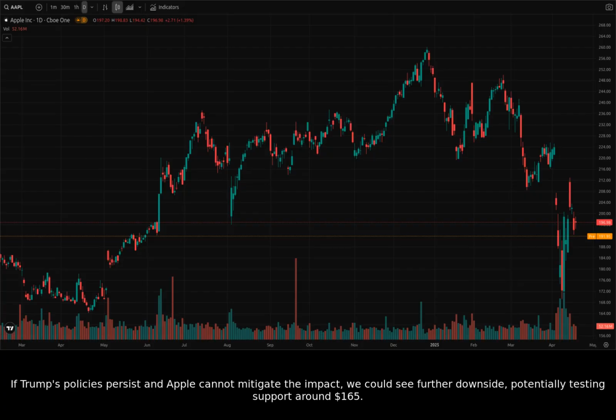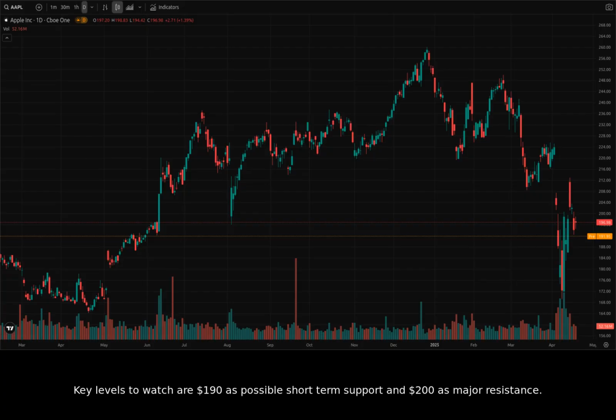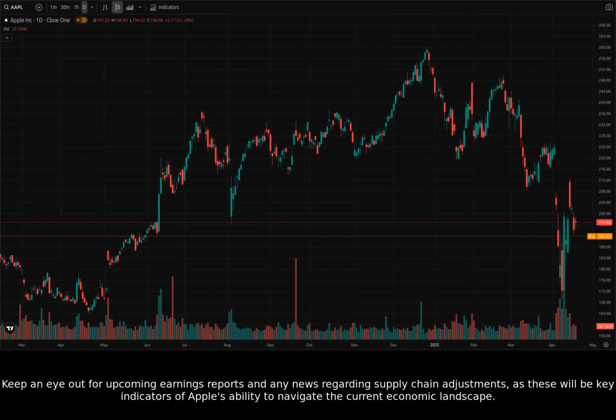If Trump's policies persist and Apple cannot mitigate the impact, we could see further downside, potentially testing support around $165. Key levels to watch are $190 as possible short-term support and $200 as major resistance. Keep an eye out for upcoming earnings reports and any news regarding supply chain adjustments, as these will be key indicators of Apple's ability to navigate the current economic landscape.